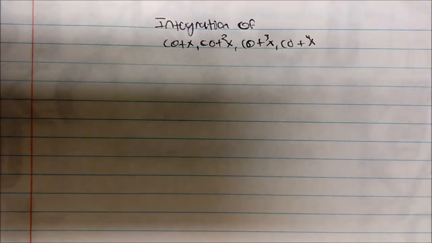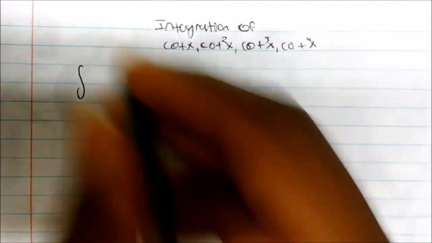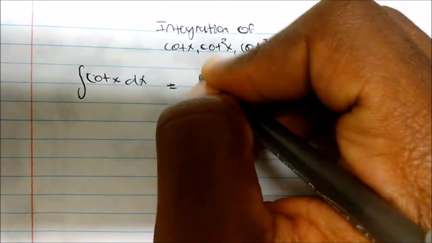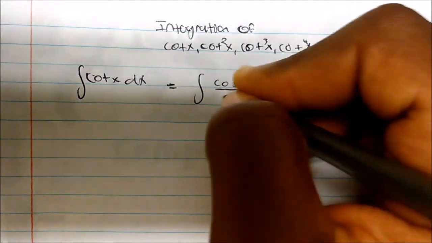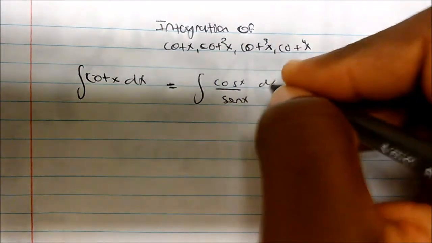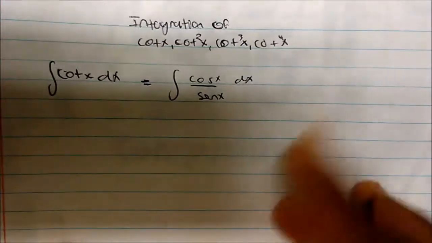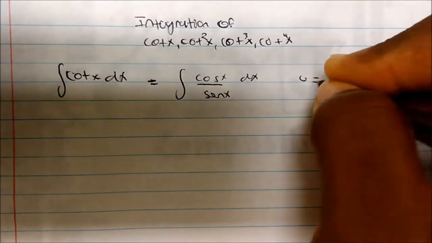Let's talk about the cotangent series, okay? And so what if we want to take the integral of cotangent of x dx? Well, again, just as in tangent, we're going to treat this as cosine of x over sine of x dx, because that's defined as cotangent. And essentially, what's happening is that I'm going to be able to do u sub.